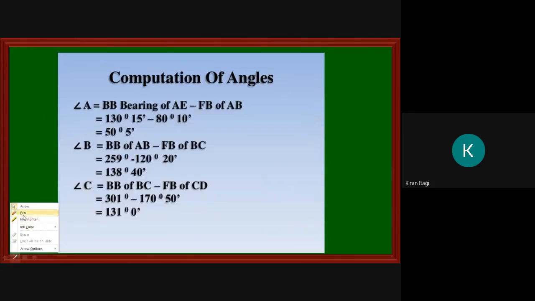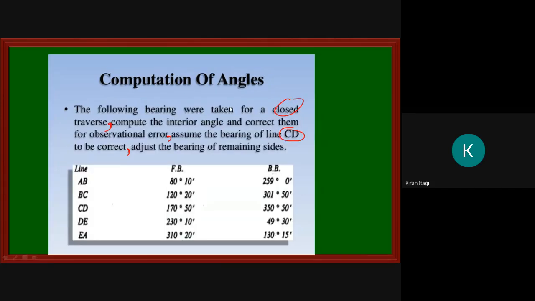First, the very first step is that we should determine angle A, angle B, angle C, and angle D. These things you know how to do. That is the back bearing of AE. Just draw the diagram first. Simultaneously, I will draw here also. You can copy me or draw on your own.